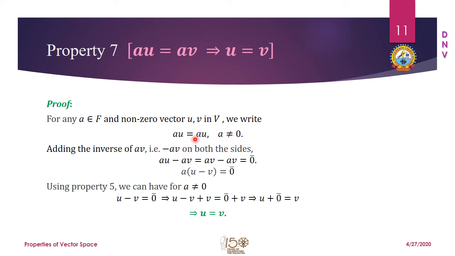We can always add the inverse, minus av, on both the sides. This is au equal to av. This is not u, it is v. So au minus av equal to av minus av, and the difference will always be a 0 vector. If I take this a common, or we can use the reverse distributive property, a bracket u minus v is 0, and since we are given that a is not equal to 0, we have u minus v equal to 0. As I said in the last property, we cannot write directly u equal to v in this case.